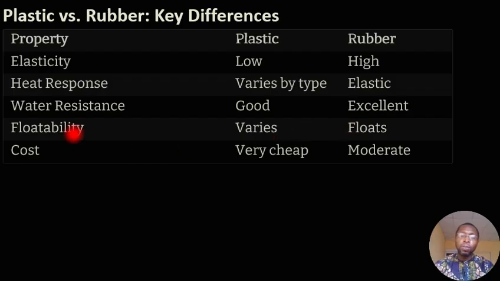In the aspect of floatability, plastic varies based on the type, whether it's thermoset or thermoplastic. But rubber naturally floats on water. And in terms of cost, plastic is very, very cheap to produce, but rubber is moderately cheap to produce.